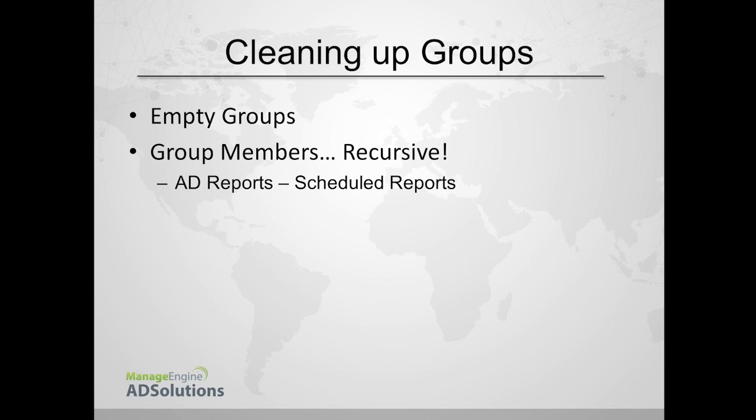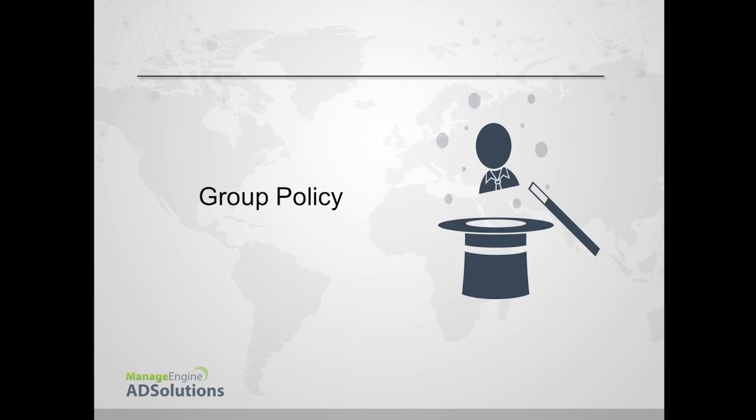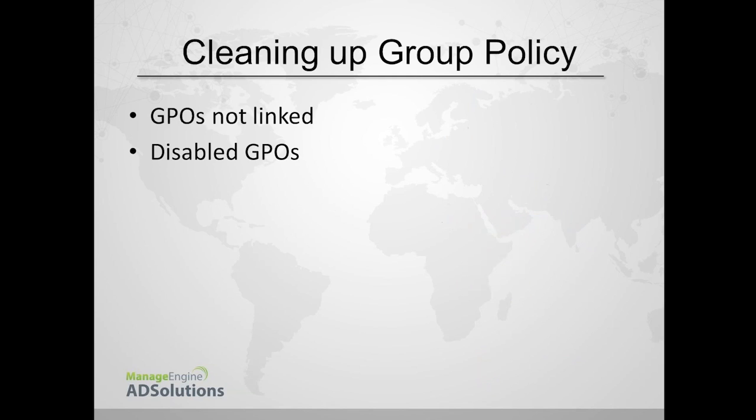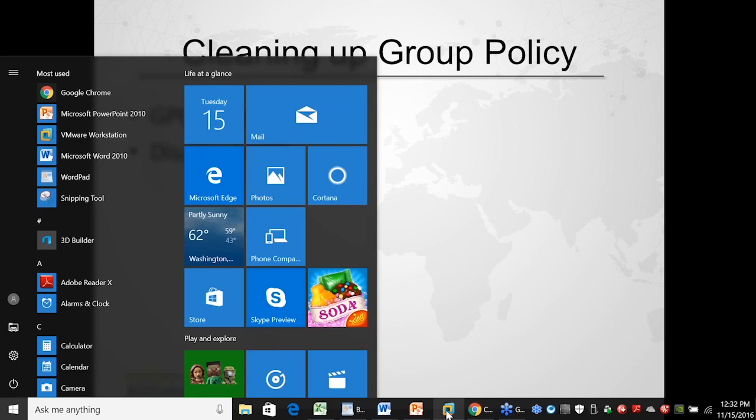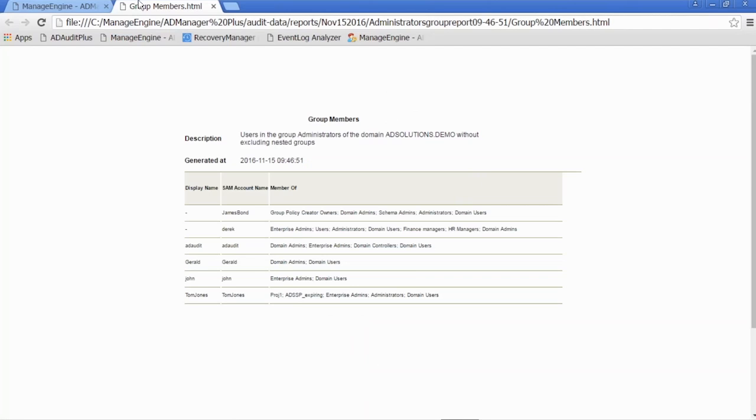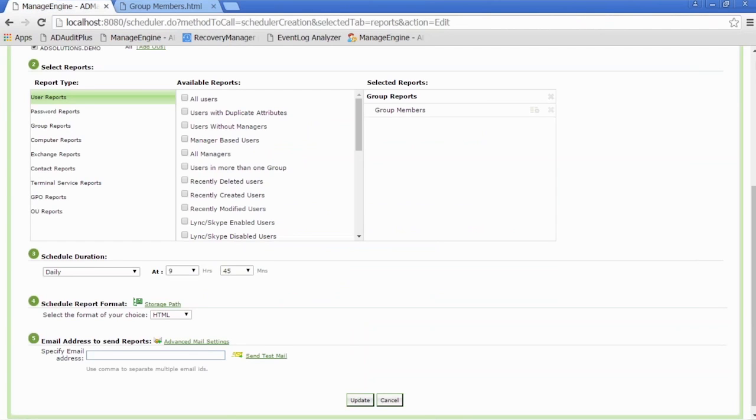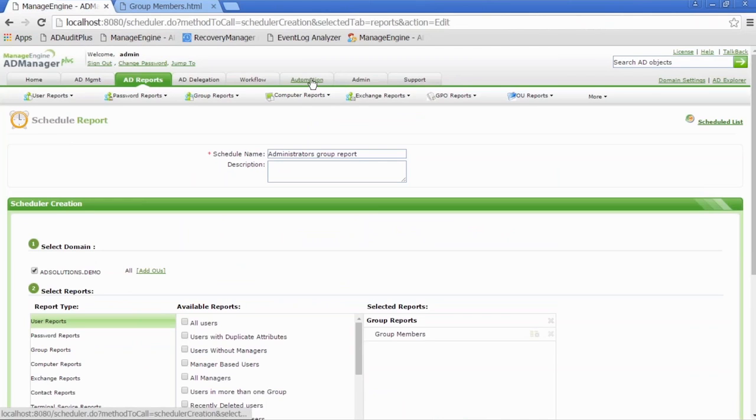But if we move away from the basic concepts of users, computers, and groups, we can also clean up group policy because we have GPOs that aren't linked. We have disabled GPOs, and we need to go in and possibly clean these up. We don't have to do it every day, but we should certainly get workflow involved to help us understand the things that are in place. So how do we do that? Well, we go back to ADManager Plus. We go back to this idea of automation.